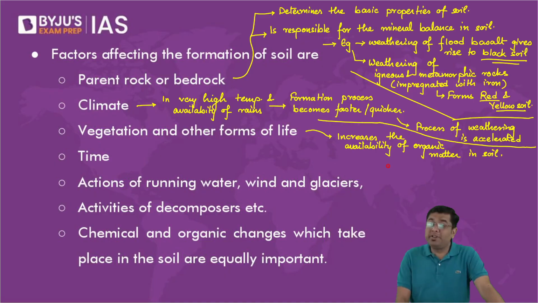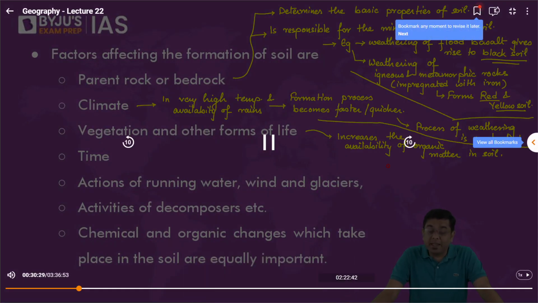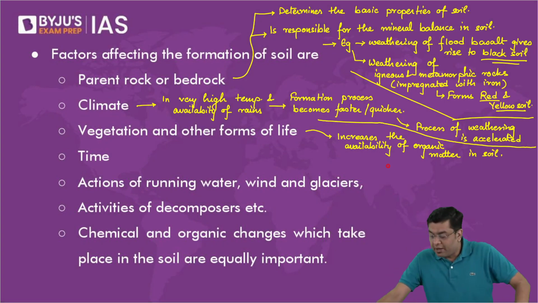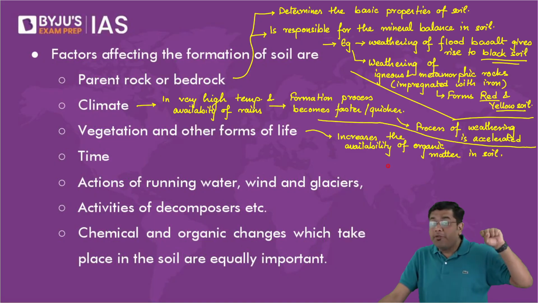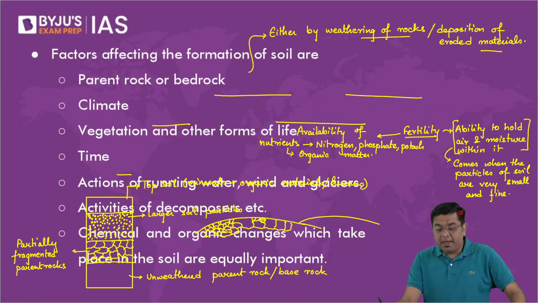Now when we talk about time, how is it that time is a factor? So greater the time taken for the process of formation of the soil, finer will be the particles of the soil. Lesser the time taken for the formation of the soil, you will have larger particles of the soil. So here, greater the time taken, finer is the particle. Finer is the particle means greater retention of air and moisture, something that we have seen. So finer the particles, greater availability of air and moisture.